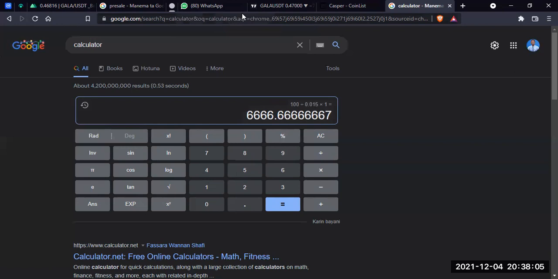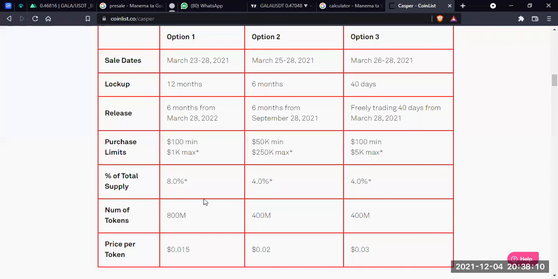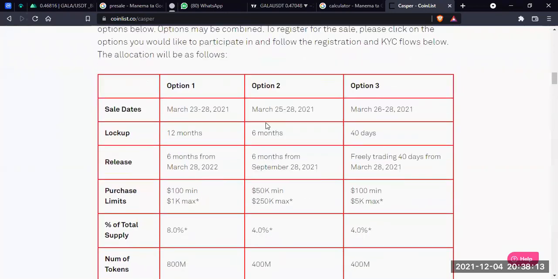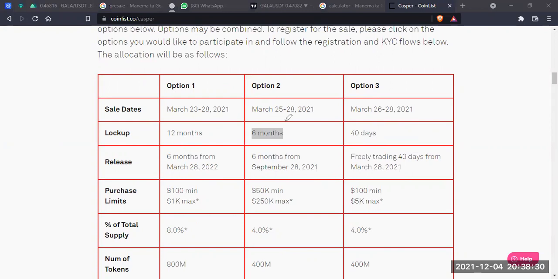Okay, let's go over to the other options. Back at the Casper screen, you can see option 2. Option 2 started on March 25th to 28th, 2021, and then the lockup is for 6 months. They're going to release it 6 months from September 2021, which means they started releasing it already.